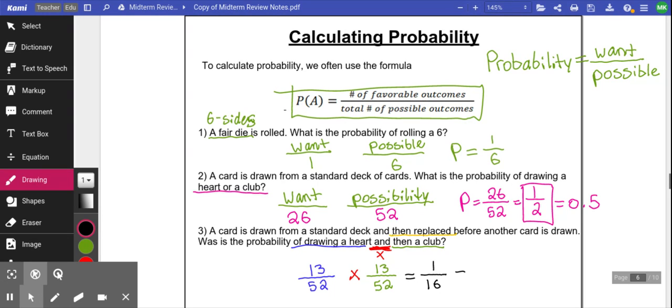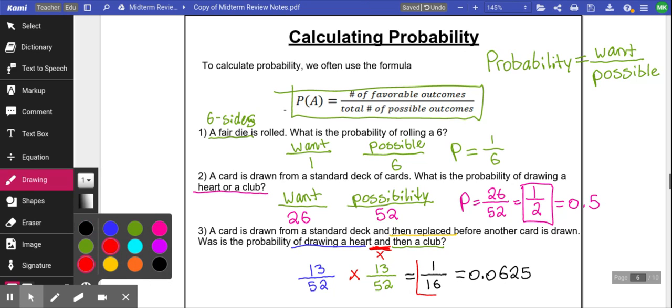As a decimal, when we multiply those together, it was 0.0625. Right, both of those answers are correct. So this is the fraction answer, and this would be the decimal answer. Your calculators, remember, can convert decimals to fractions by hitting math and then frac, and it'll convert it over for you.